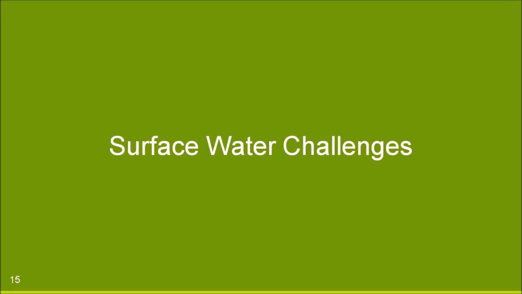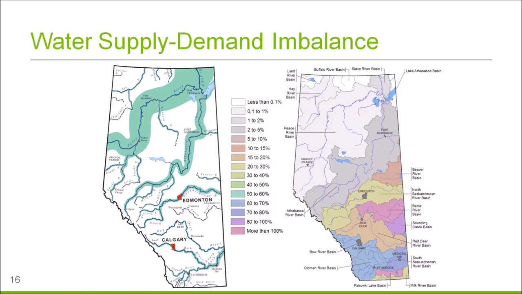Now let's move into some of the surface water challenges. The first one I want to talk about is water supply and demand imbalance. In this slide you can see two different maps. The left one is showing how water is distributed all over the province. We have more water in the north compared to the south.